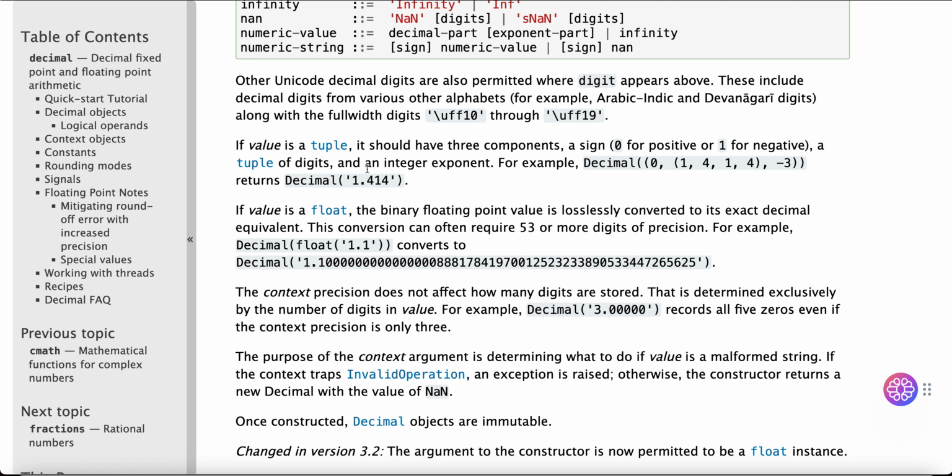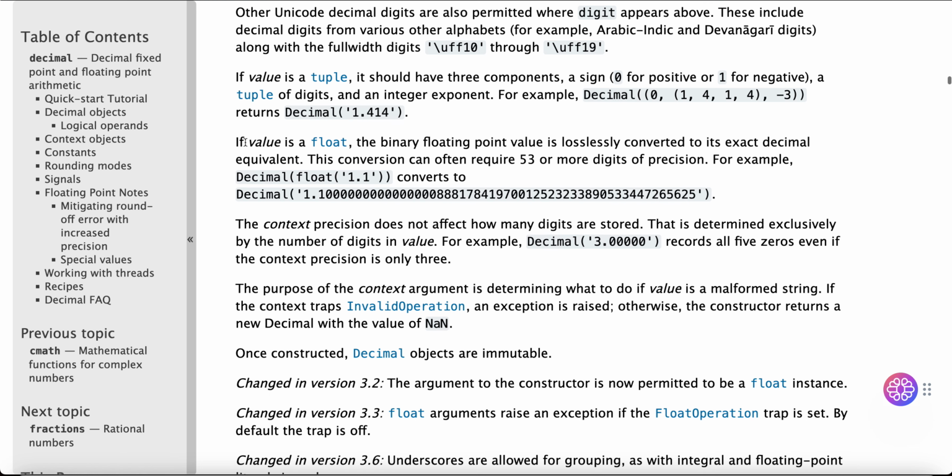a tuple of digits, and an integer exponent. For example, Decimal((0, (1, 4, 1, 4), -3)) returns Decimal('1.414'). If value is a float, the binary floating point value is losslessly converted to its exact decimal equivalent. This conversion can often require 53 or more digits of precision. For example, Decimal(float('1.1')) converts to Decimal('1.100000000000000088817841970012523233890533447265625').